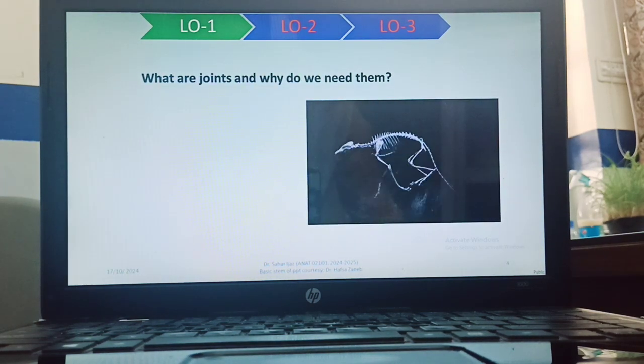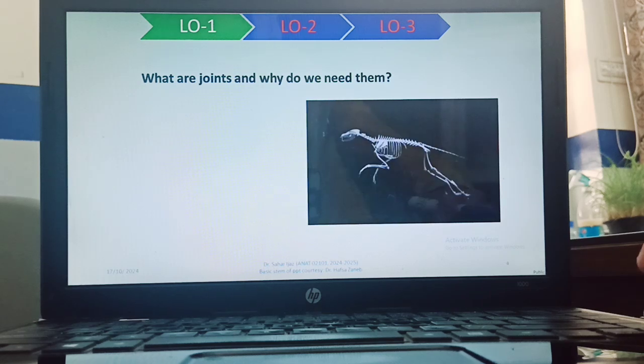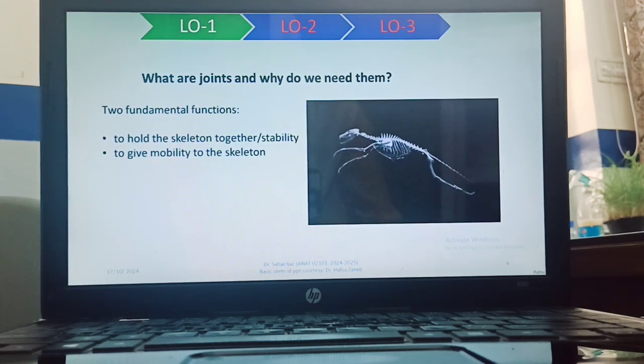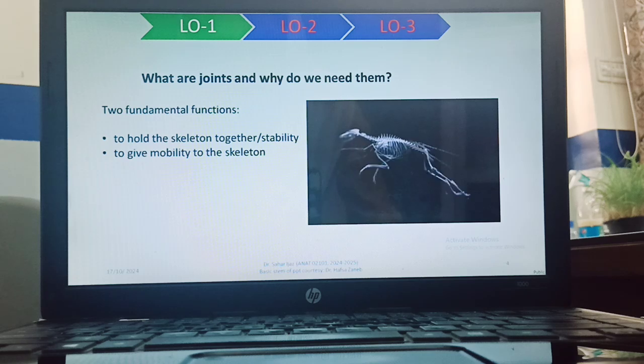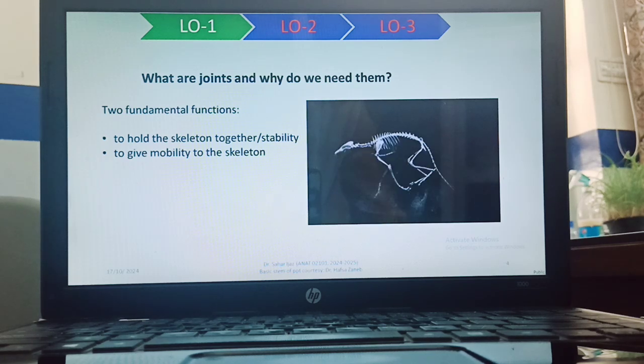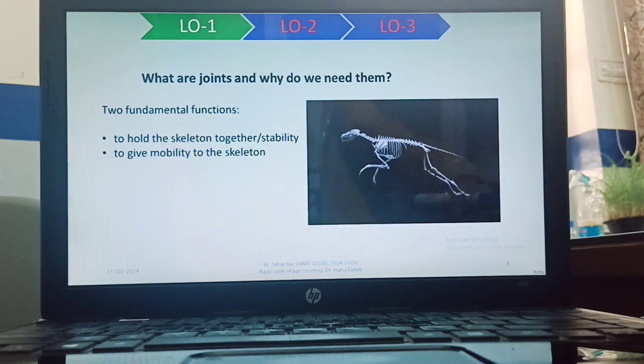What are joints and why do we need them? We talked about it, that there are two fundamental functions we can come down to. First, to hold the skeleton together for the stability of the skeleton, and at the same time to give mobility to the skeleton, we need the joints.